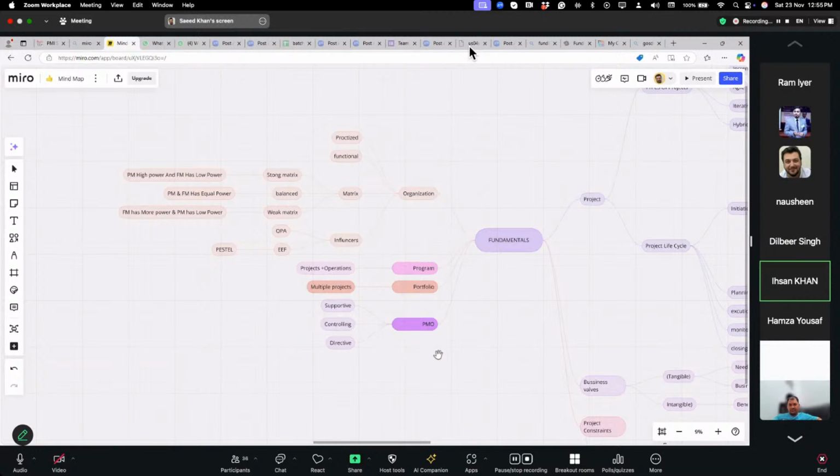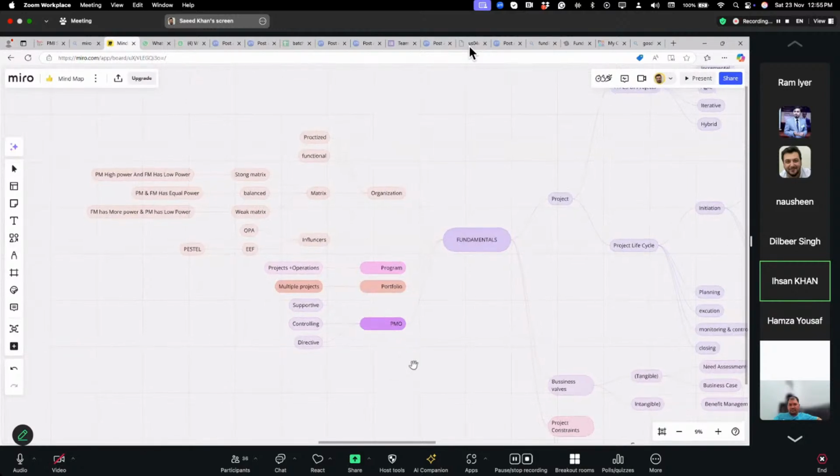And further from the fundamental, we can come to program. In a program, there is project plus operation. And there is portfolio. In a portfolio, we can say there are multiple projects.